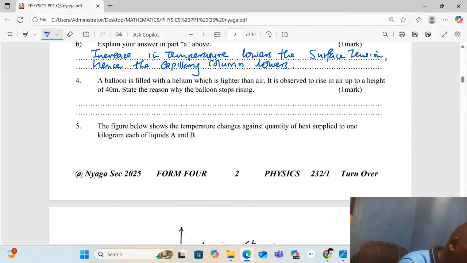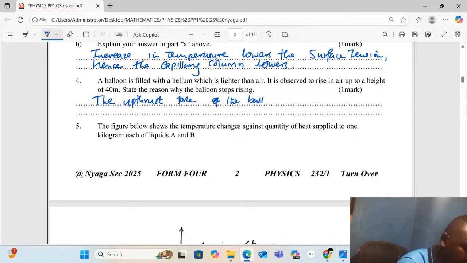Therefore, I can say the upthrust force on the balloon equalizes the weight of the helium and its fabric.